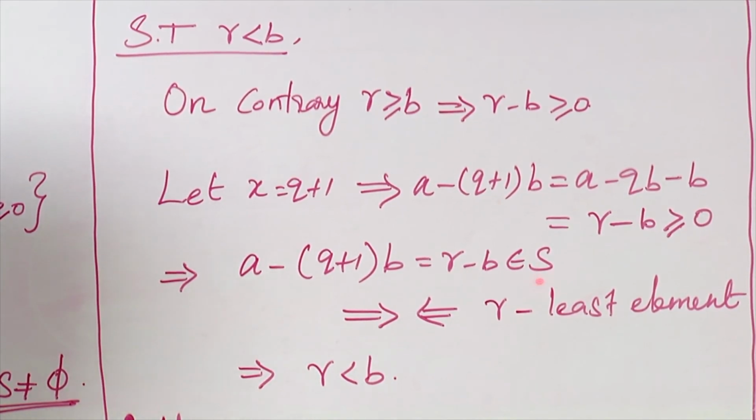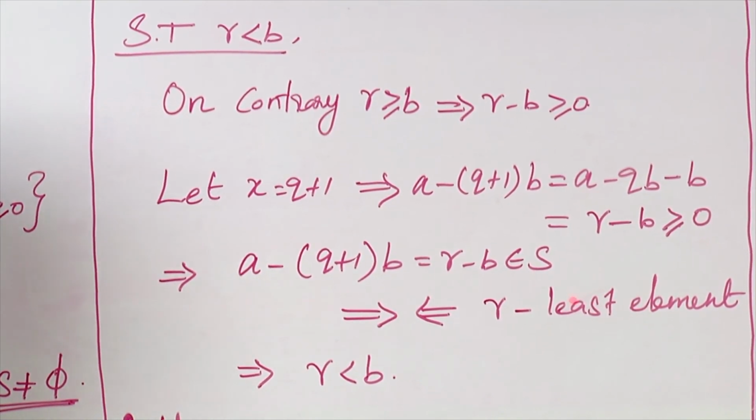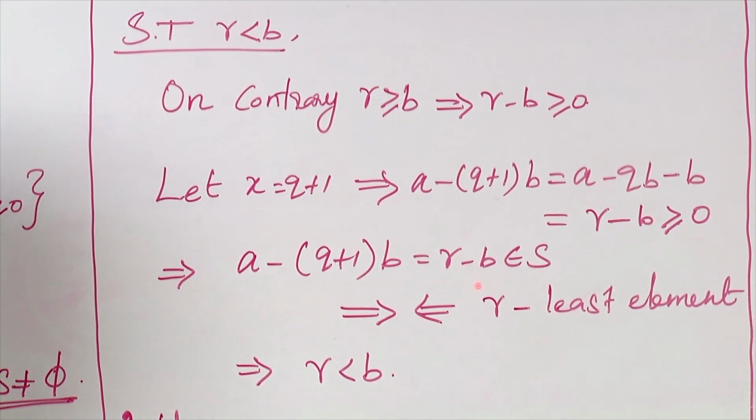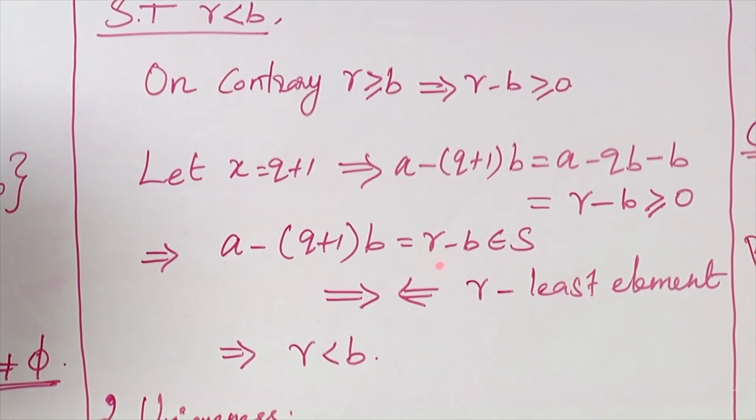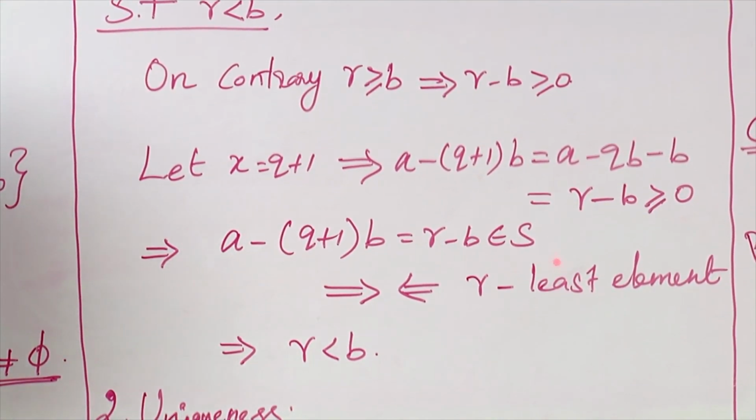this r minus b will be there in my set S. But what about r? r is the least element belonging to the set S. r minus b is an element that is less than r. If you get r minus b also belonging to S, then it will lead to a contradiction to the fact that r is the least element of S. Therefore, definitely our assumption is wrong. Therefore, r should be less than b. So, till this point we proved the existence and that r is less than b.